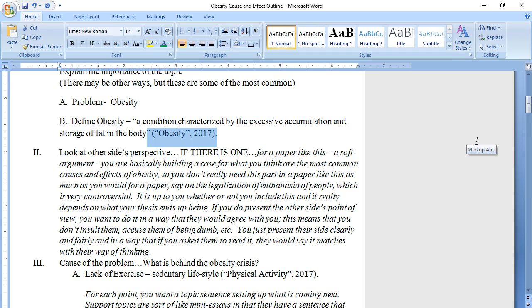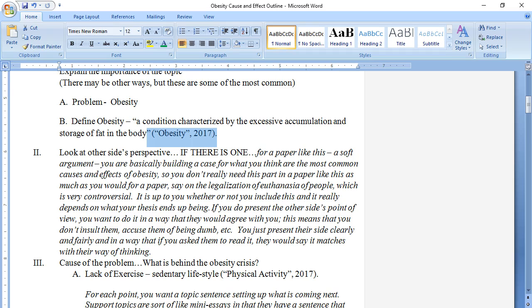So in a paper like this, again, on obesity, where you're just saying, these are what I think are the main causes of obesity, you go ahead and present those causes, and in that way it's an argument, but it's different than if you're saying euthanasia definitely needs to be a policy incorporated across the United States, right? That is a really hard argument because there are going to be people that disagree with you, and so you would absolutely want to look at their perspective and say why that is not a good idea.